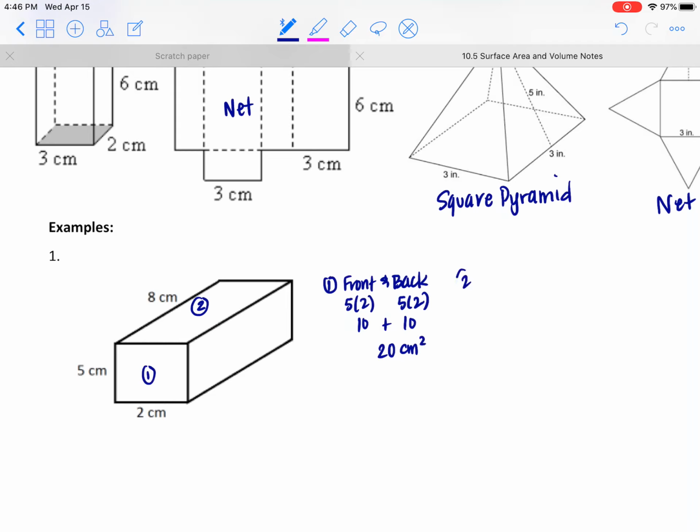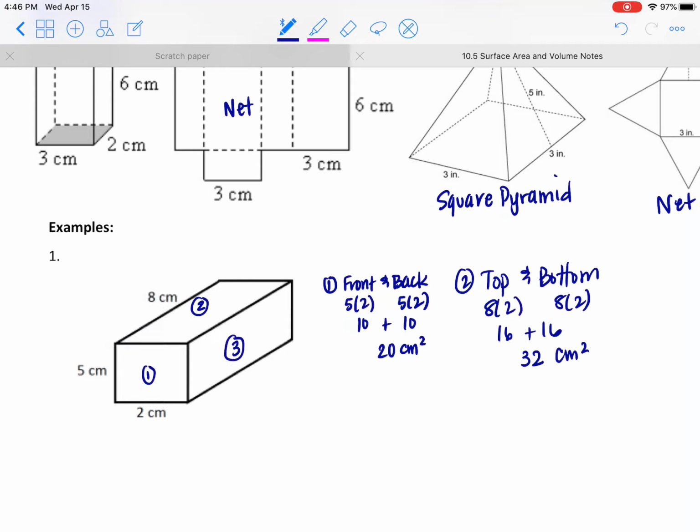And then we have, let's say, the top and the bottom. Okay, the top and the bottom, 2. Top and bottom are going to match, right? They're going to be the same rectangle, and the dimensions for that rectangle are going to be the 8 centimeters here and the 2 centimeters here. So 8 by 2 and another 8 by 2. So that's going to be 16 and 16, which gives me 32 centimeters squared there.